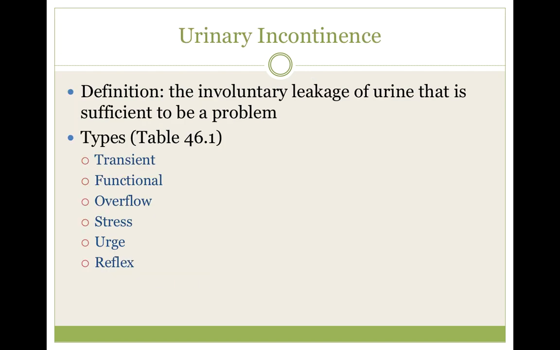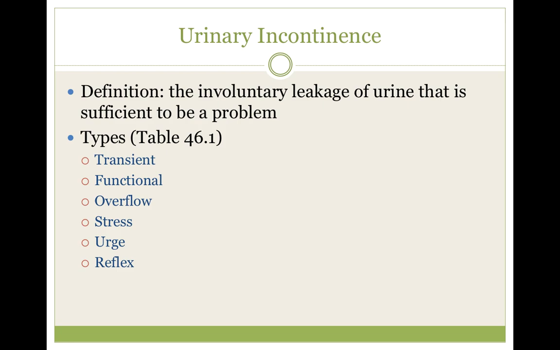All right, urinary incontinence is the involuntary leakage of urine that is sufficient enough to be a problem. This can be caused by different things, and there are different types. There is a table in your book on page 1153, table 46.1, that discusses the different types of urinary incontinence. Transient is going to be caused by medical conditions. It can be treatable or reversible.